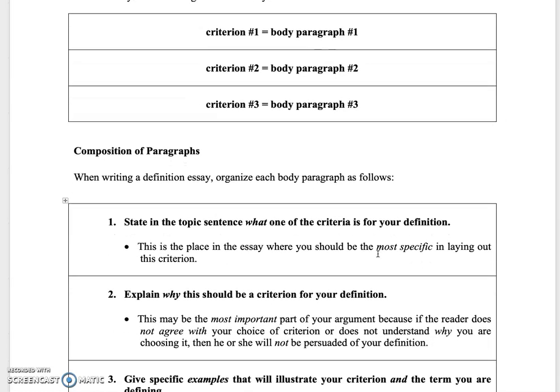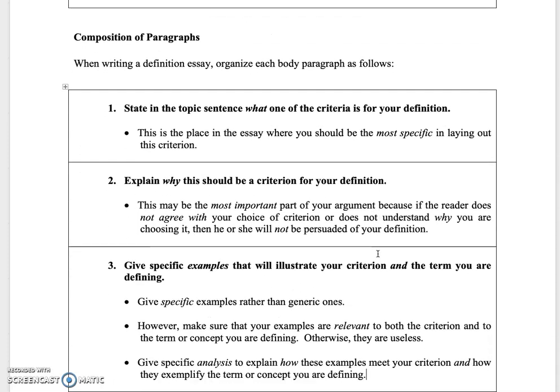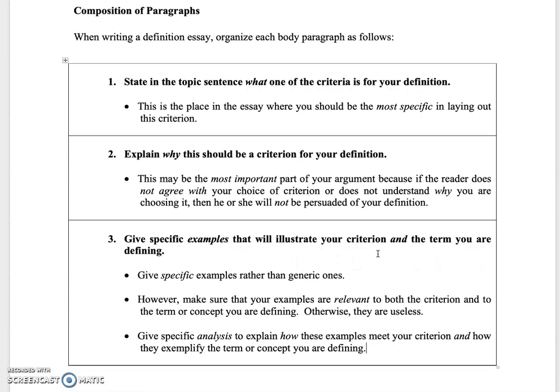Then let's look next at how each of those paragraphs is composed. What you see here would be one body paragraph. Each body paragraph would have this structure. Each body paragraph in a definition essay should have these 3 parts in this order.